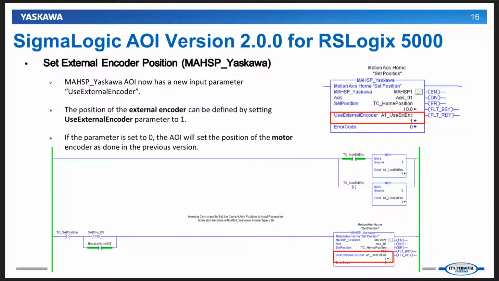encoder. So the point to remember here is that at any given point of time, you can only set either the external encoder or the motor encoder. You cannot set both at the same time. That's why we added this input parameter to be able to toggle back and forth.